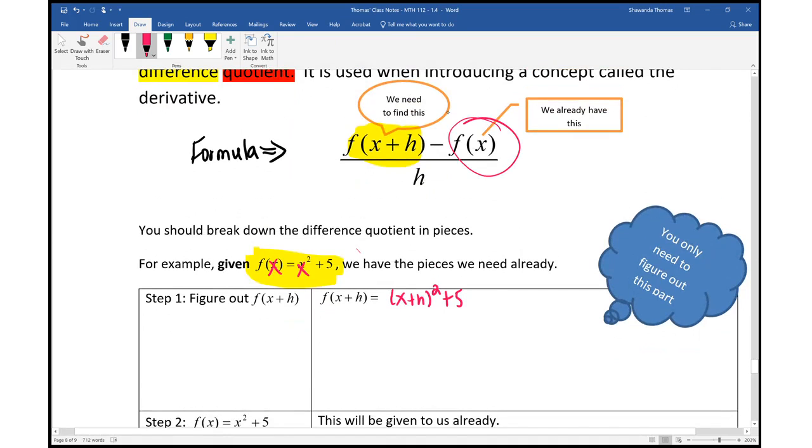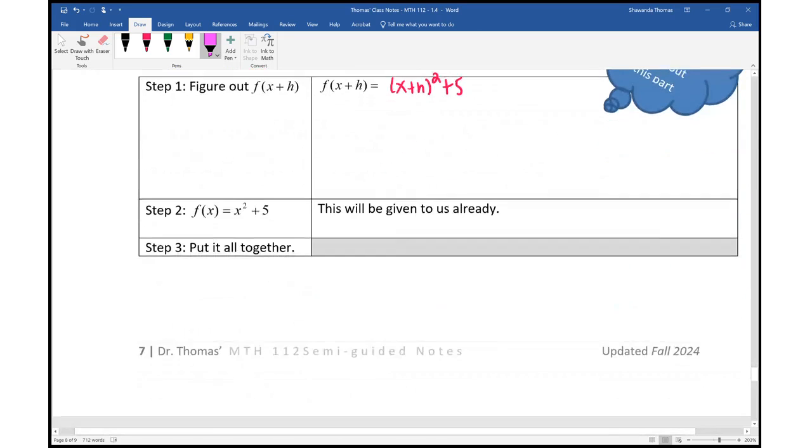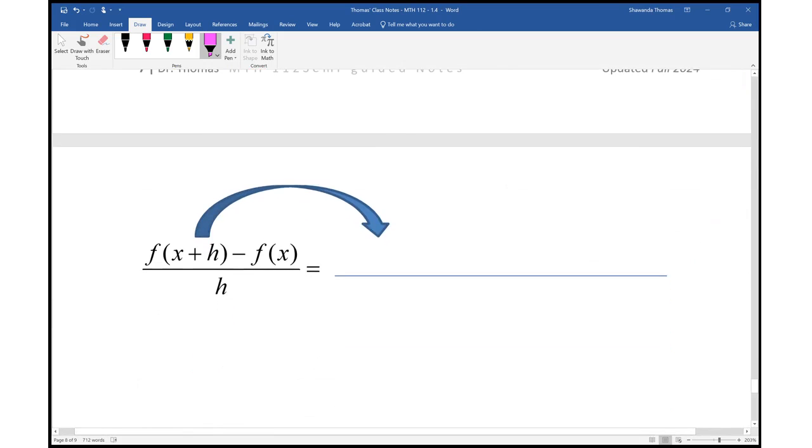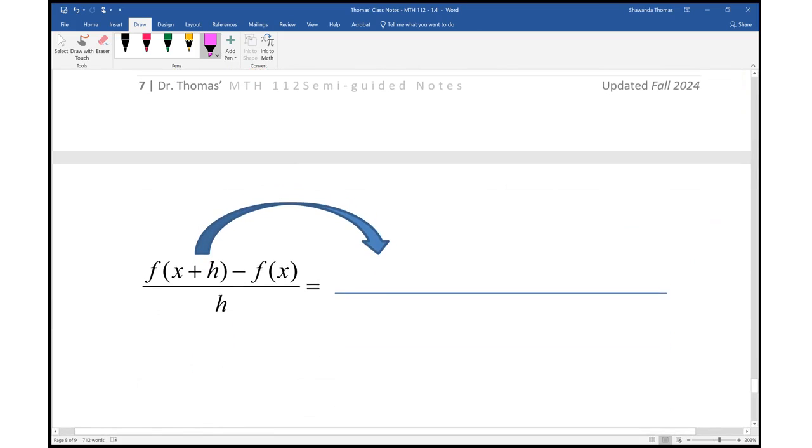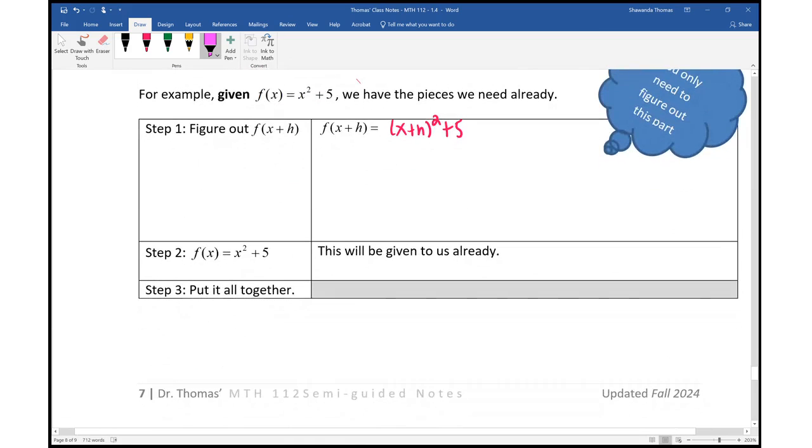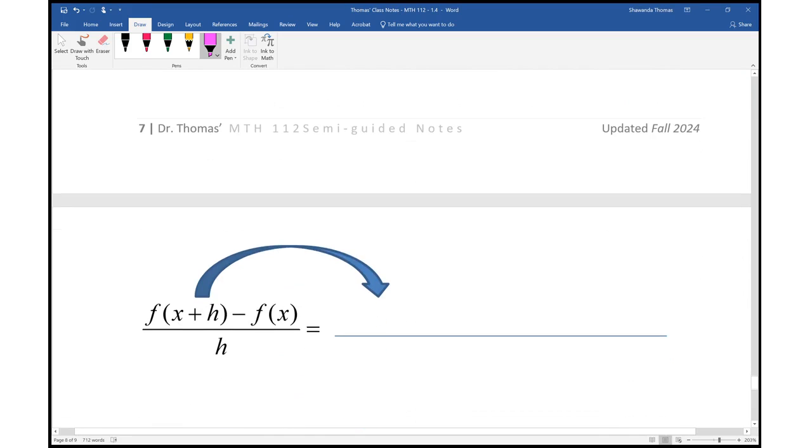Now, f of x, we already know. We already know what f of x is, because that is always given to us. This is f of x. So we don't have to compute anything for f of x. We just plug it into our formula. So we got what we needed. Now we're going to put it all together. Here's the formula. We're going to write down what f of x plus h is. We said it was x plus h squared plus 5.